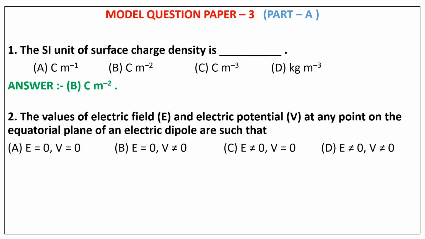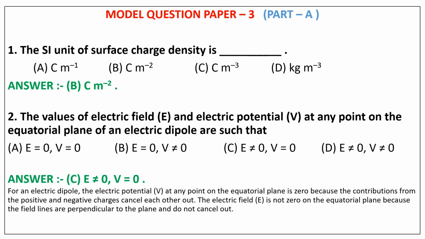2. The values of electric field, E, and electric potential, V, at any point on the equatorial plane of an electric dipole are such that A. E is equal to 0, V is equal to 0. B. E is equal to 0, V is not equal to 0. C. E is not equal to 0, V is equal to 0. D. E is not equal to 0, V is not equal to 0. Answer C. E is not equal to 0, V is equal to 0.